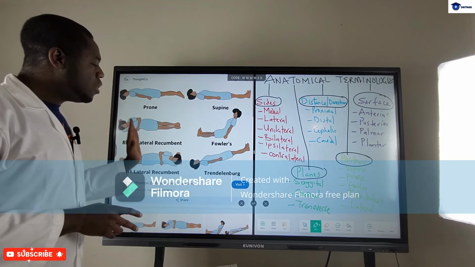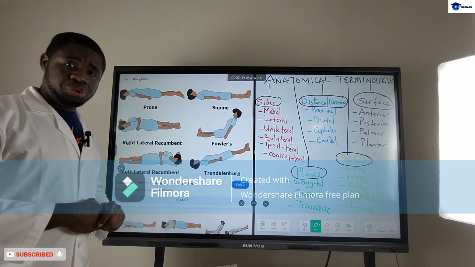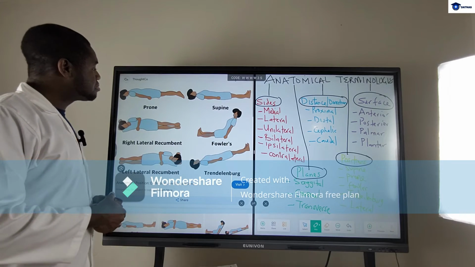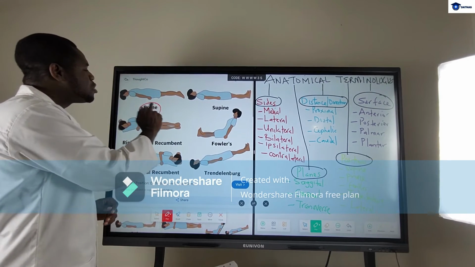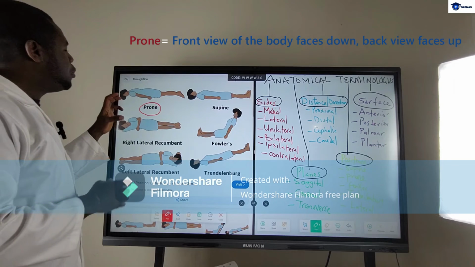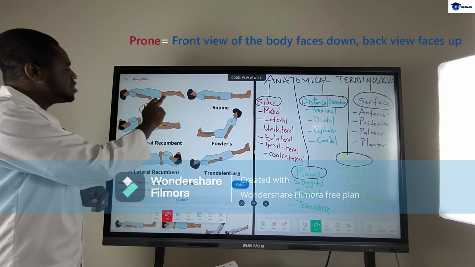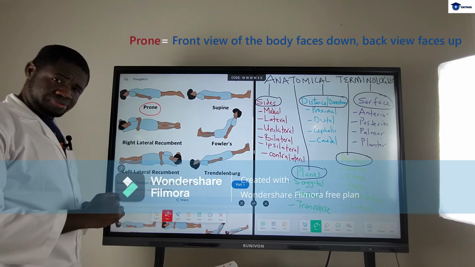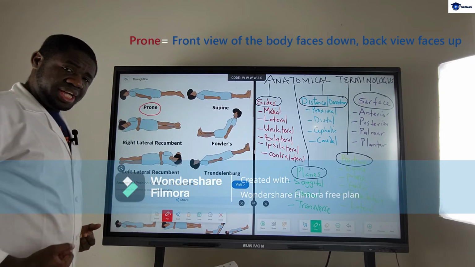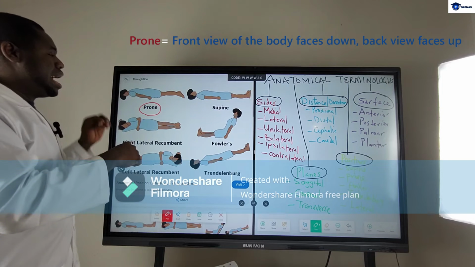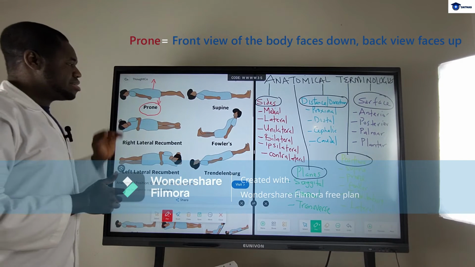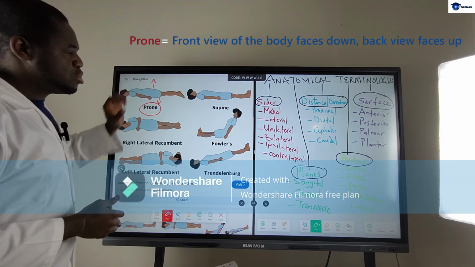You will see more of these positions when you go for your clinical rotations. So we have the prone position. Prone position is a position where the front side of the body faces down. The anterior surface of the body faces down and the posterior surface of the body faces up. That is a prone position.